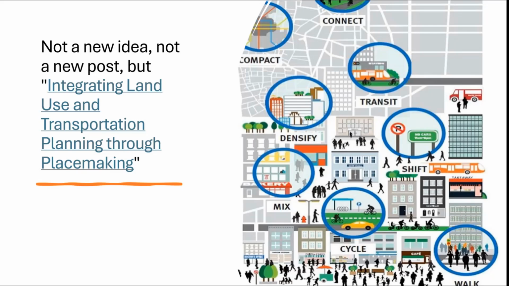It's not a new idea, but how we can bring the integration of land use and transportation planning through placemaking. For example: compact, connect, densify, transit, shift, max, cycle, walk. So a key issue for sustainable development is to create, analyze, and assess the relation between transportation and land use.